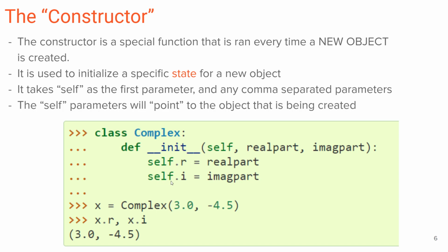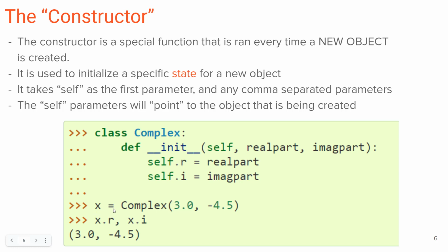Then on that same object that's being created, assign a new property, i, and assign the value of that to whatever we're passing in for the image part. And that's how you get down here. You say x, so we're creating a new variable called x.